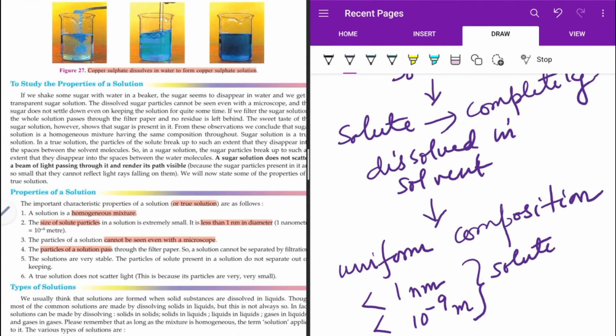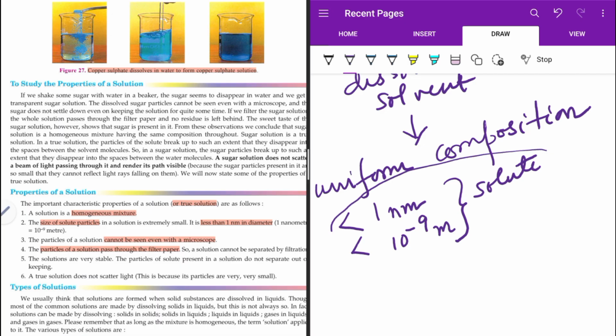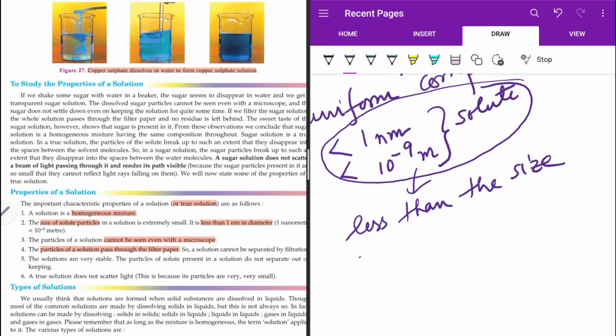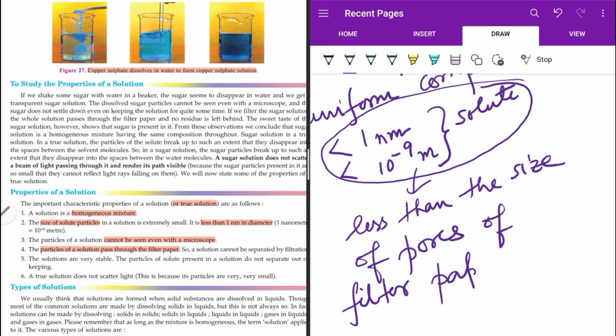The particles of the solution pass through the filter paper. Why does it pass through the filter paper? Because the dimension of the solute particles is less than the size of the pores of filter paper. So the particles of the solute will pass through the pores because they are smaller in size, and obviously such a solution cannot be separated by the method of filtration.